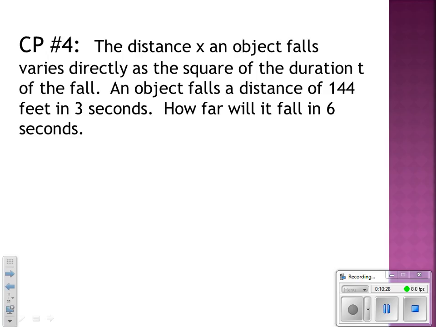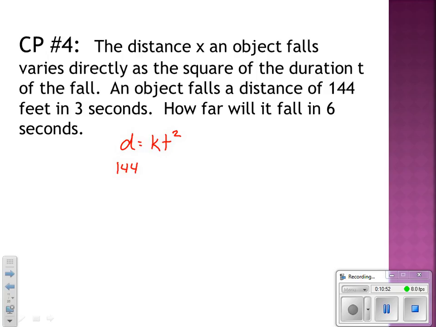Okay, so on this one, it tells us that distance is some amount times the square of the time, or the duration of the fall. Okay, so here's my direct variation model. They give us a little bit of information. They tell us that it falls 144 feet in 3 seconds.